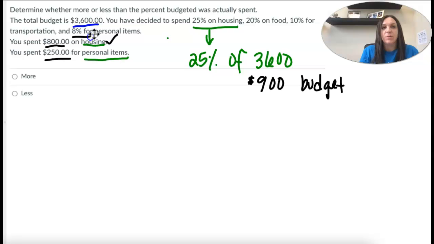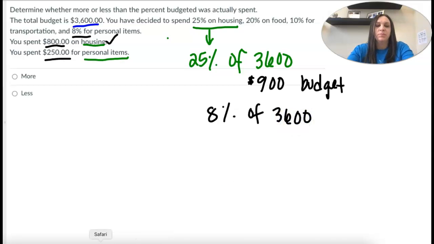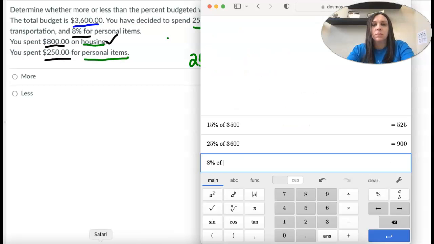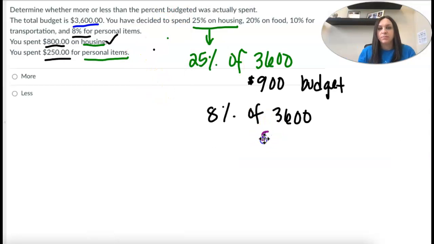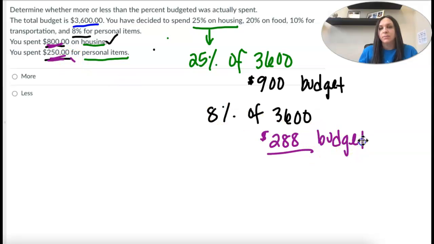Well, personal is 8%. So let's figure out 8% of our budget of $3,600. It is $288. So we were allowing ourselves to spend $288 on personal items, and we only spent $250. So what we actually spent was less than our budget. So we'd mark less.